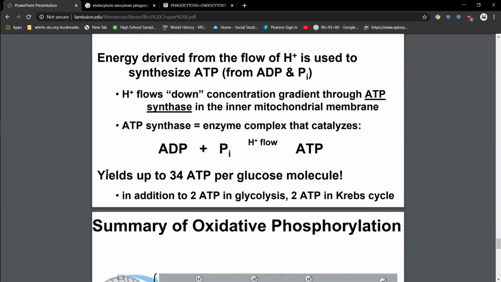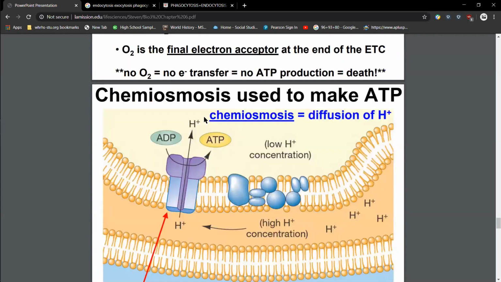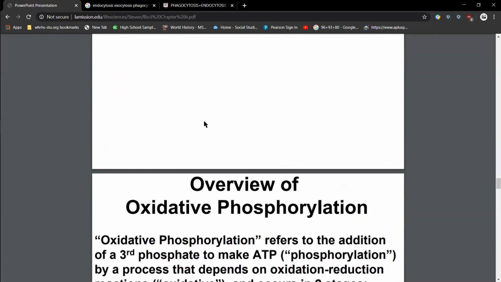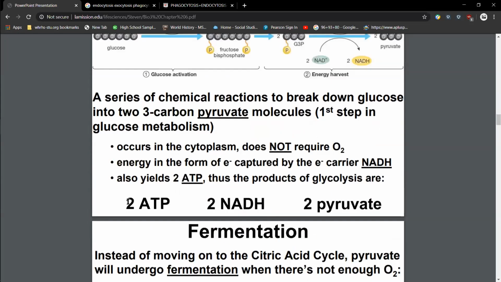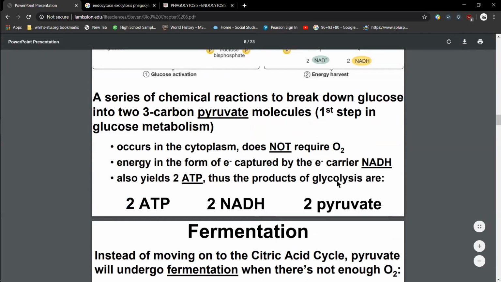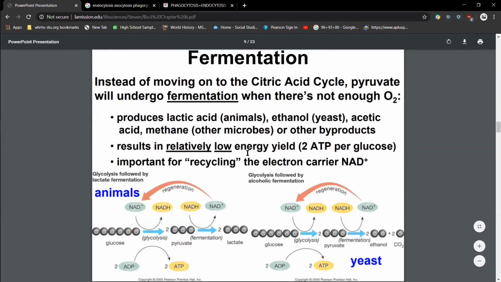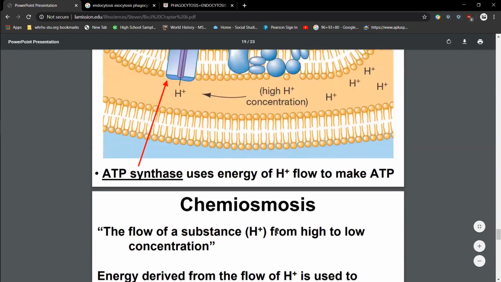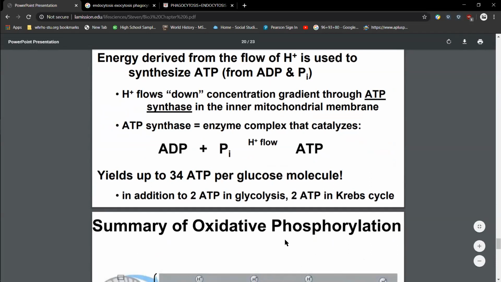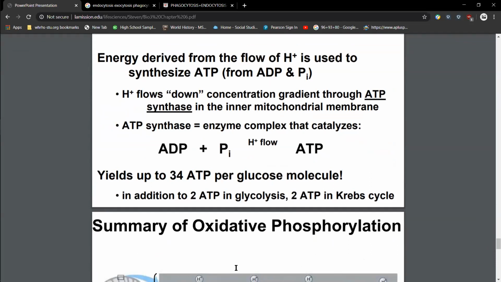So the total of oxidative phosphorylation will yield up to 34 ATP per glucose molecule. If you remember from glycolysis, glycolysis only yields 2 ATP. That's why fermentation is really, really inefficient, because it only yields 2 ATP, but oxidative phosphorylation can yield up to 34 ATP, so it's 17 times more efficient. So that's why we use oxidative phosphorylation.